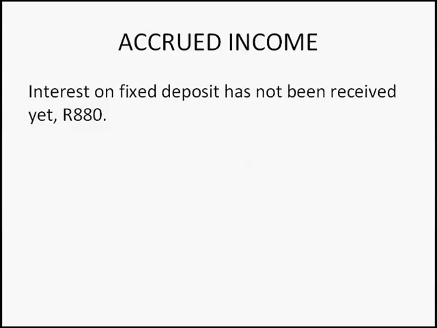So when we decide firstly what are the two accounts involved, obviously the one will be interest received, or interest on fixed deposit, that tells us exactly what it is that we're receiving. And the other one will be accrued income. Because we haven't received the money yet, we can't show it in bank because we haven't received it in the bank yet. It is still outstanding and therefore it's seen as an accrued income.